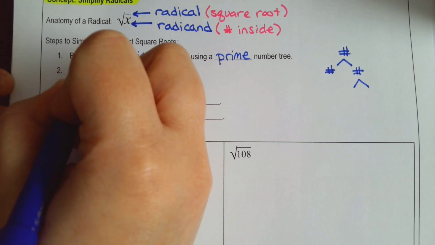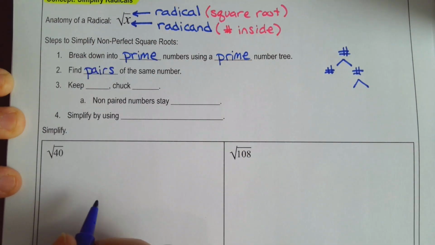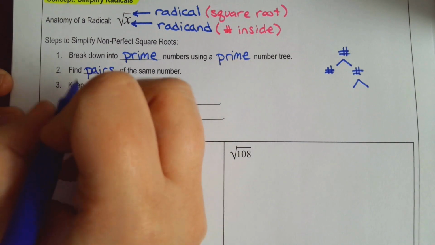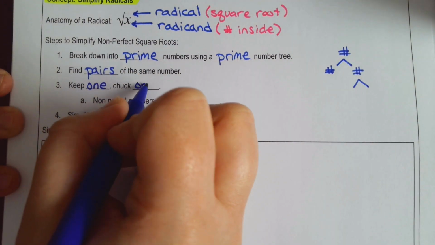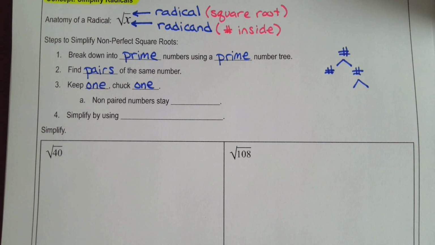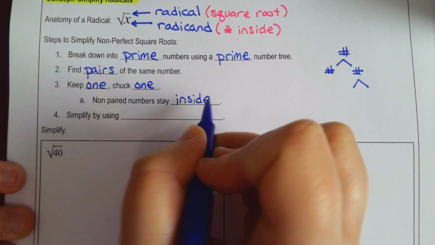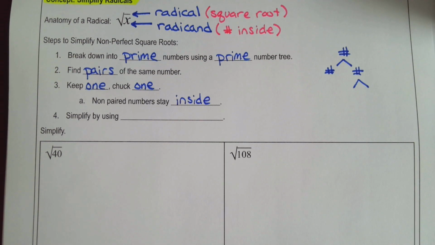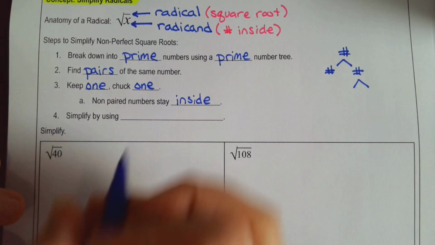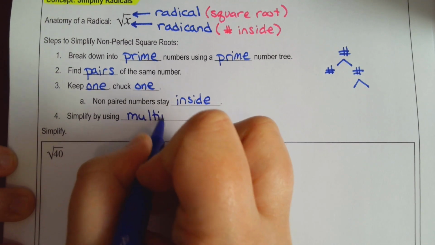After we do that, we're going to find pairs of the same number. And then step 3 is what I like to call keep one, chuck one. So we're going to be keeping one of the items from a pair and chucking the other one. Now, non-paired numbers, because you may have numbers that don't have a pair, those guys stay inside the square root. Now that we've broken these numbers apart, we've kept some, we've chucked some, some have stayed inside, we may need to simplify by using multiplication.